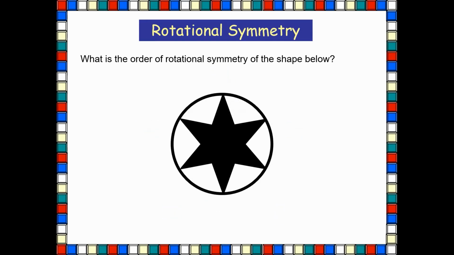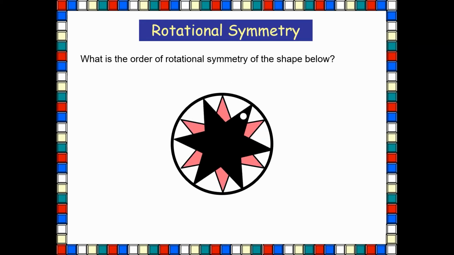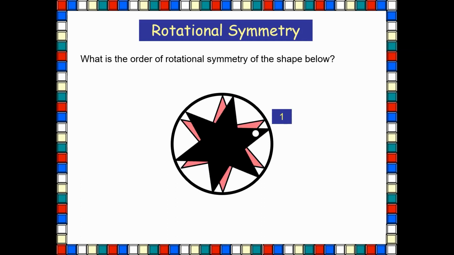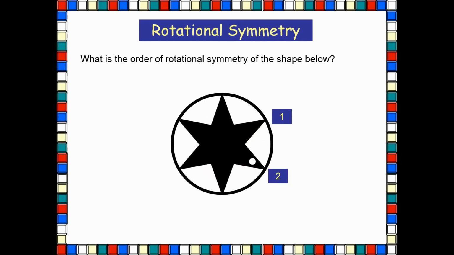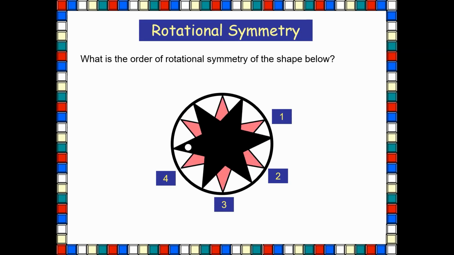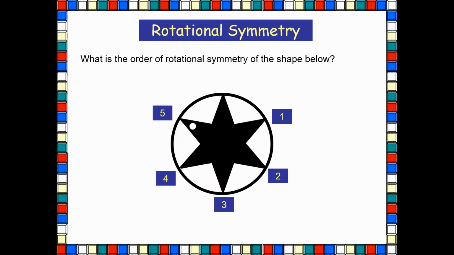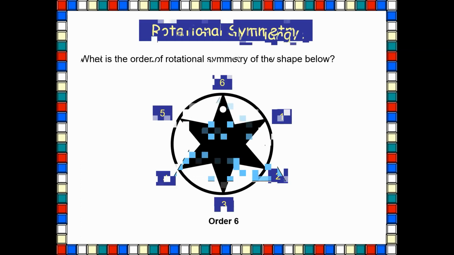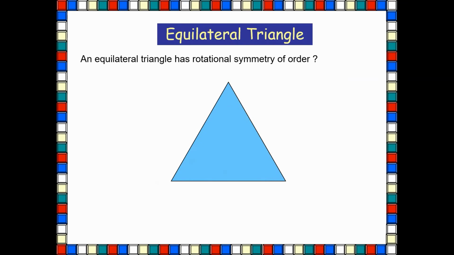Let's move on to another shape, this one. We have a 6-pointed figure. So again, we assume that it will have rotational symmetry of order 6. As you can see, 3, 4, 5, and then one full revolution. So order 6.